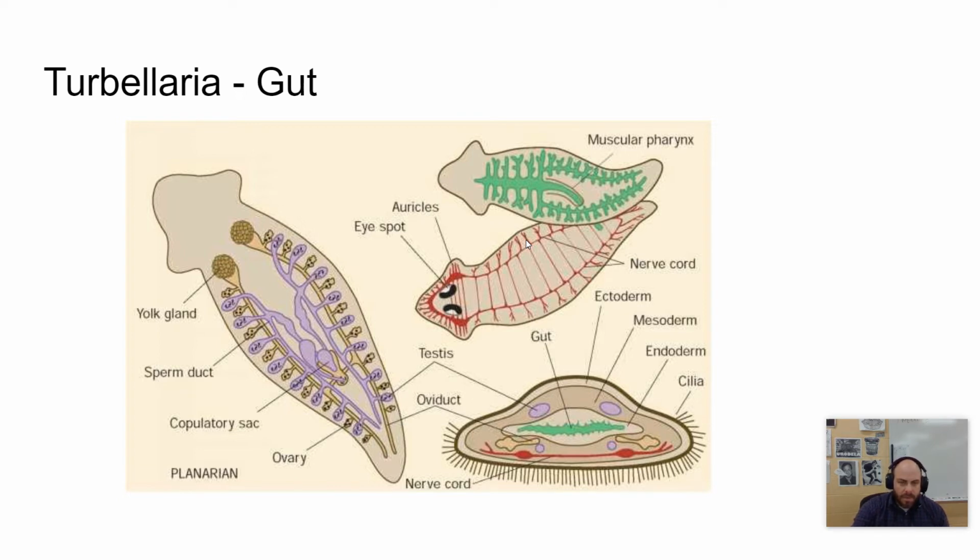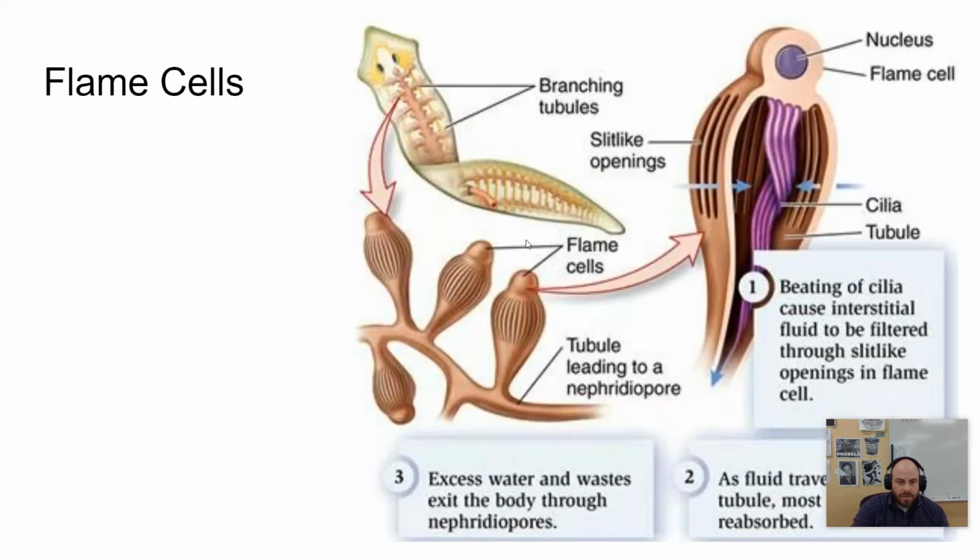Mostly monoecious, but they are not able to self-fertilize, so they will need to find a mate. And they have these specialized cells called flame cells, which are essentially a really early kidney, which is used for osmoregulation. It doesn't have a lot of the filtering properties and things like a more advanced kidney, but is kind of the beginning of that idea.